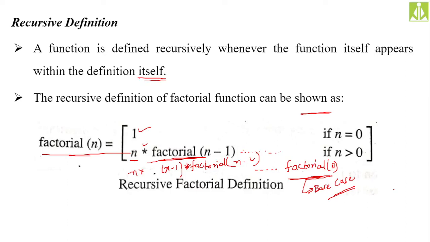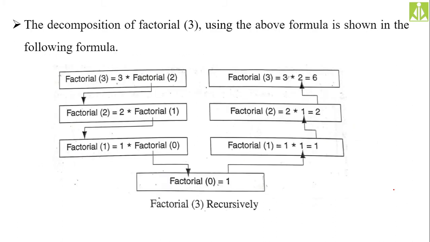Okay, so we said we have to repeat the recursive process as long as we are not reaching the base case. Once we reach the base case, we need to stop the recursion. You can see this when you are calculating the factorial of 3 using recursion. So how will it go? First, factorial of 3 we are calculating. Factorial of 3 is nothing but n into factorial of n minus 1.